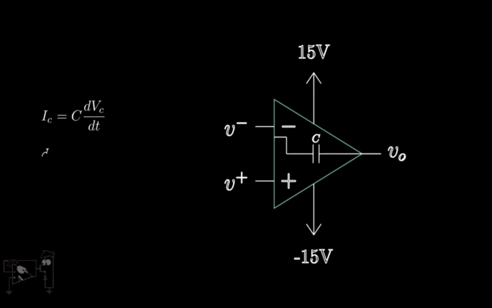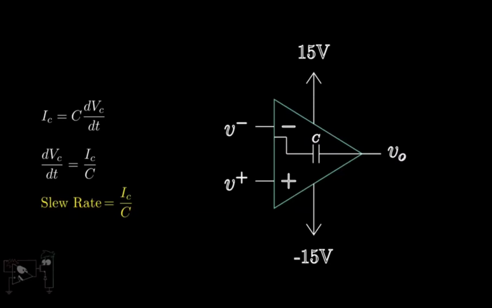Rearranging, we get dVc/dt equal to IC/C. dVc/dt is the rate of change of voltage across the capacitor. Hence, the slew rate is given by IC/C. That is, the charging or discharging current upon the value of the compensation capacitance. Usually, we consider the value of positive and negative slew rates as the same.